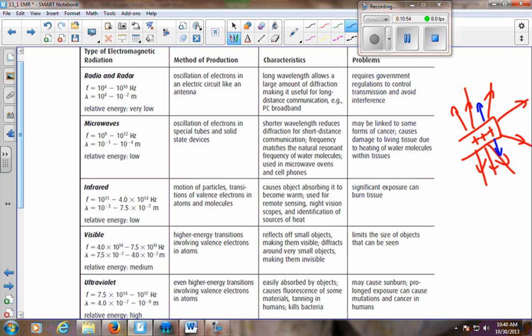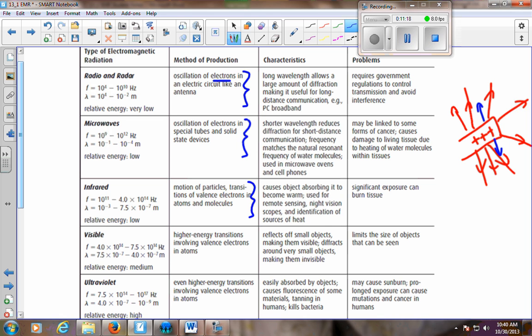If you start shaking a charged object, it will start changing the electric field around it, which will create a changing magnetic field, which will create a changing electric field. So you're going to notice the production here. How do we create different types of EMR? We take things like electrons or charged particles and we accelerate them up and down an antenna.